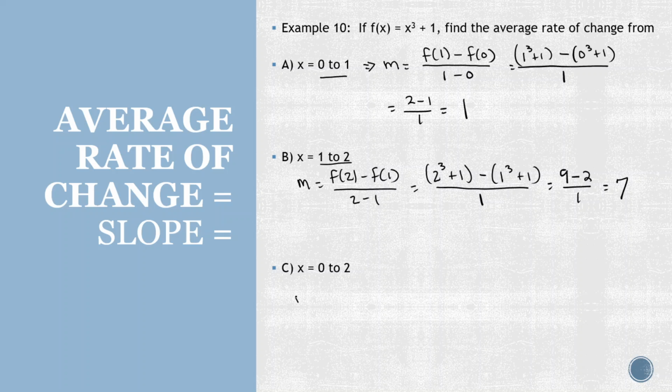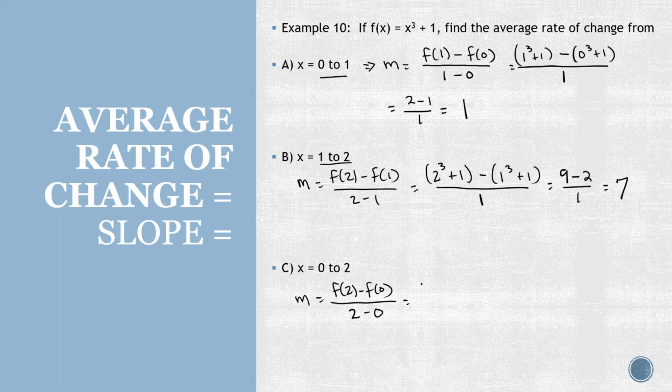Okay, now let's go all the way from 0 to 2. It's probably going to be somewhere in between 1 and 7. The first time interval is bringing my rate down, and then in the second time interval, I sped up. So we're probably going to be somewhere in between, but I'm going to do this the same, so I'll take f of 2 minus f of 0 over 2 minus 0.